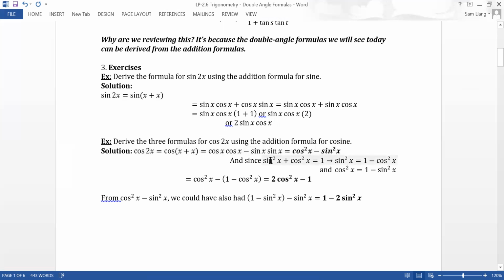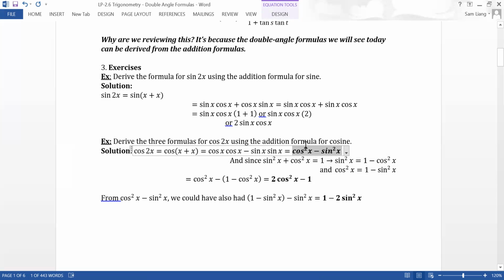And we're going to use the Pythagorean identity, right? Sine squared x plus cosine squared x equals 1. And we can rewrite this as sine squared x equals 1 minus cosine squared x. Or we can do the other one, right? Cosine squared x equals 1 minus sine squared x. So we can use either of these to rewrite this. So this is the first form of the cosine double angle formula, cosine squared x minus sine squared x. That's why I bolded it. But to get the other two, we're going to use these.